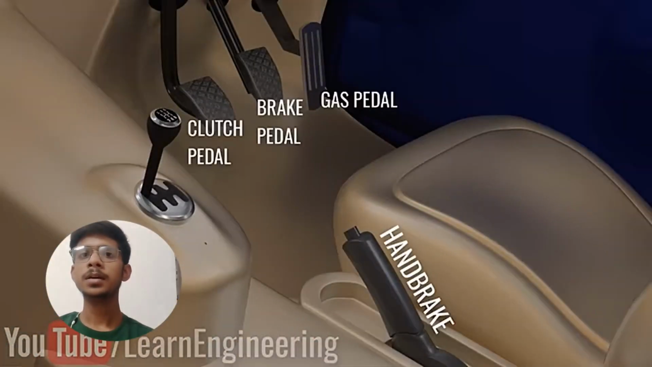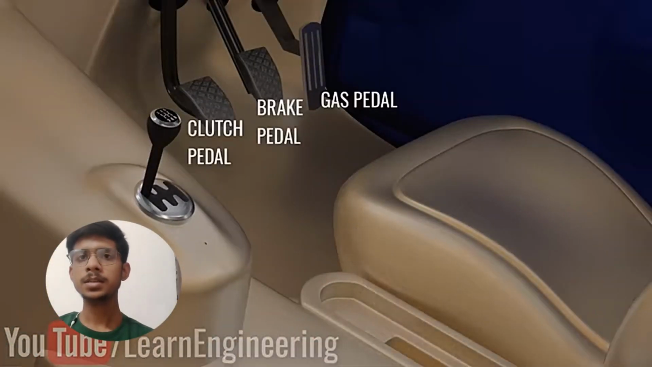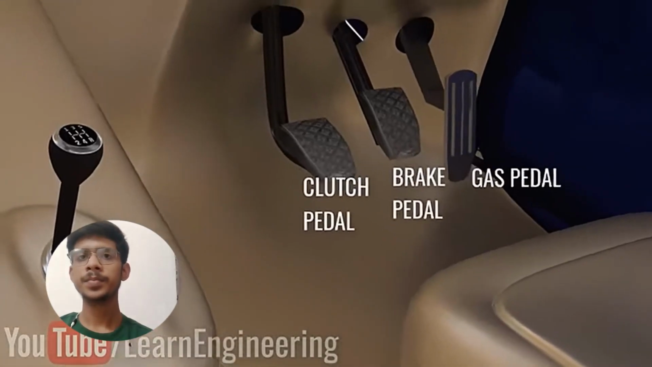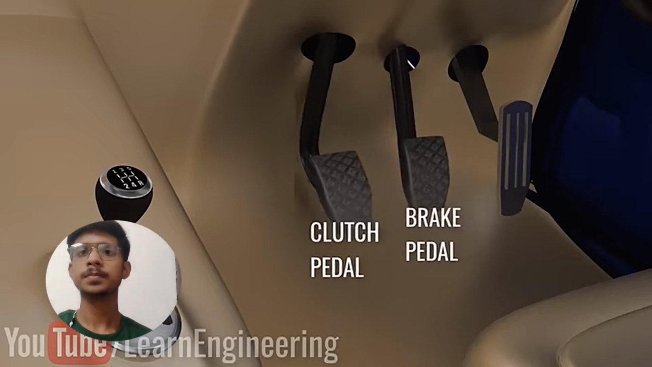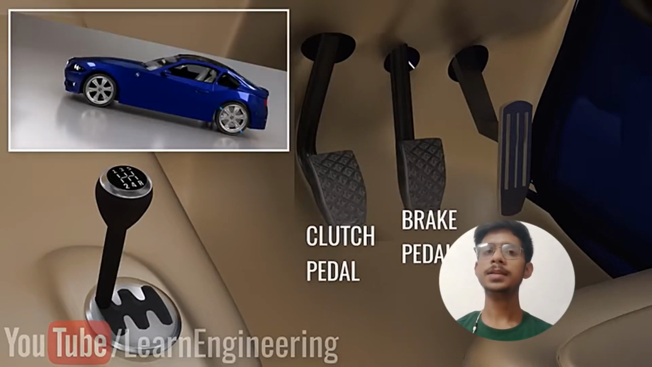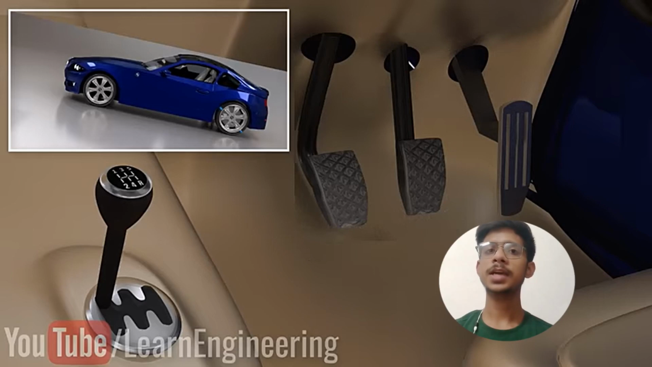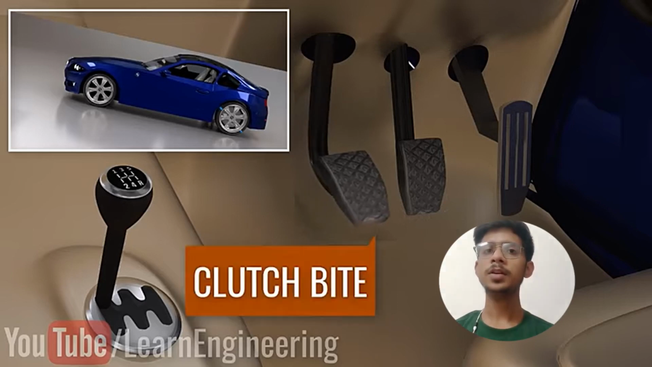The partially pressed clutch acts like a brake. Now you can press the gas pedal and the vehicle will move forward. Now the biggest question here is, how does the partially released clutch act like a brake? This braking phenomenon is nothing but a game of force balance.